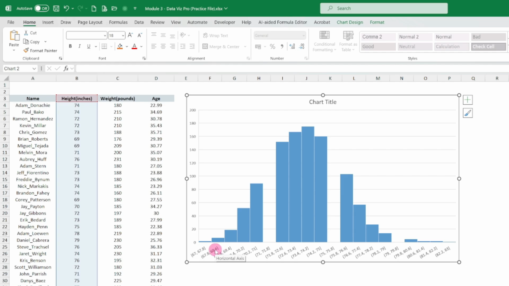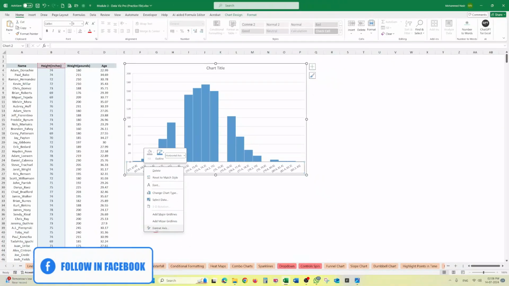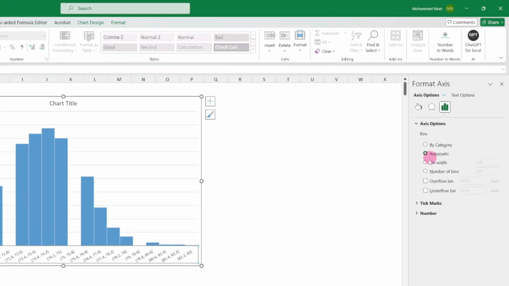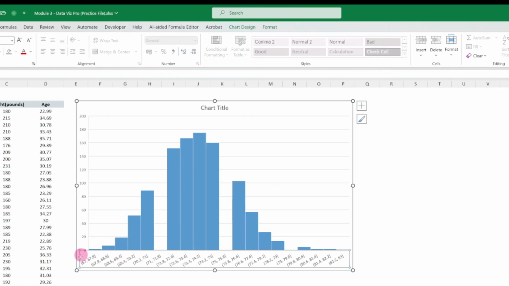To do that, we need to right-click here and click on Format Axis, and then in the axis options, instead of Automatic, we can select Bin Width. Bin is nothing but the difference or gap between two data sets. So here this data set is from 67 to 67.8. Instead of 67 to 67.8, we can make it 67 to 68, 69, 70. So according to our requirement, according to our age difference group, we can set the bin gap.